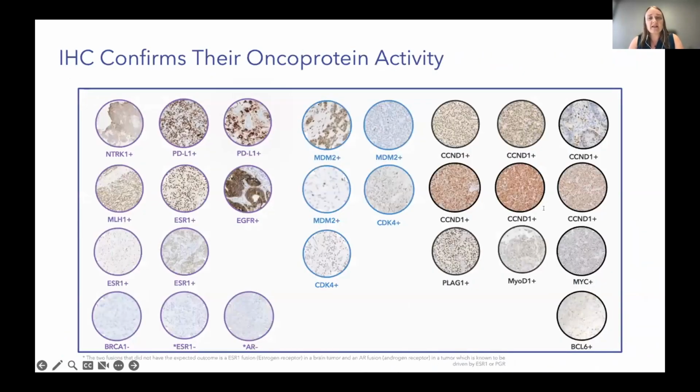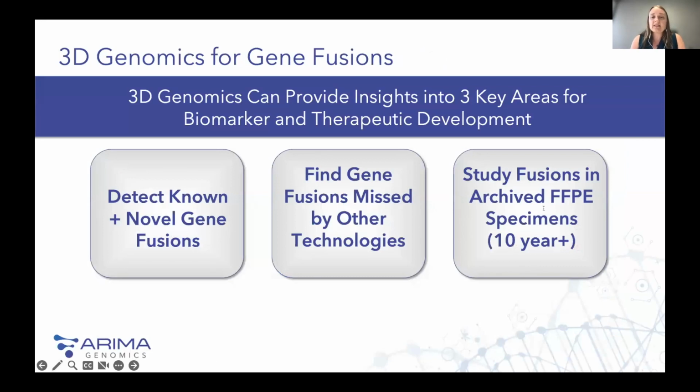We've further tried to validate those results in as many samples as we can using IHC. And in the vast majority of those cases that we've tested, we are actually able to confirm their oncoprotein activity, just like we saw in the PDL1 example. So what we're seeing over and over again with these studies is that 3D genomics can really help cancer researchers in a few key areas.